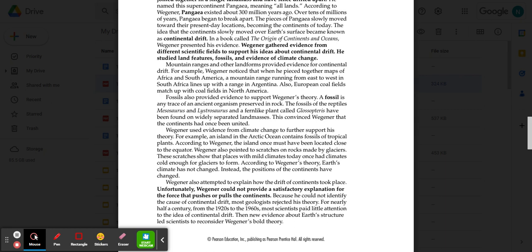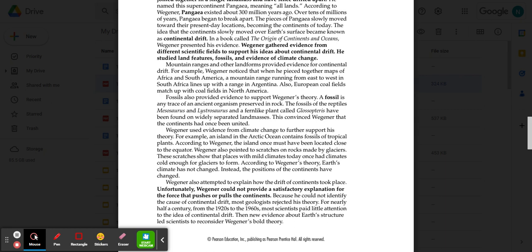Fossils also provided evidence to support Wegener's theory. A fossil is any trace of an ancient organism preserved in rock. The fossils of the reptiles Mesosaurus and Lystrosaurus and a fern-like plant called Glossopteris have been found on widely separated landmasses. This convinced Wegener that the continents had once been united.